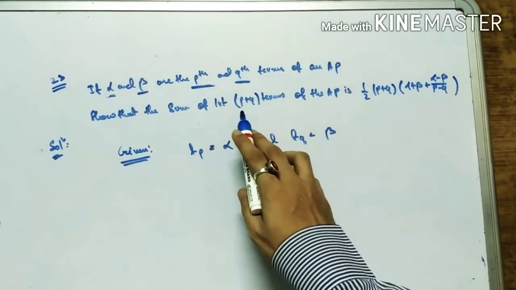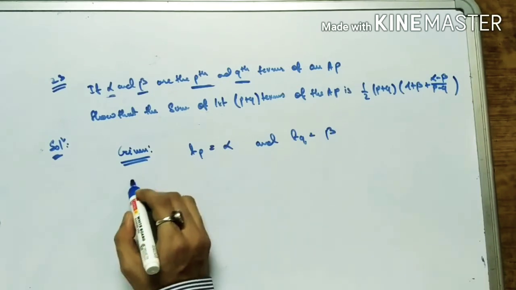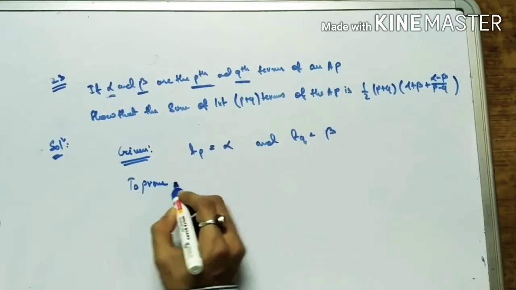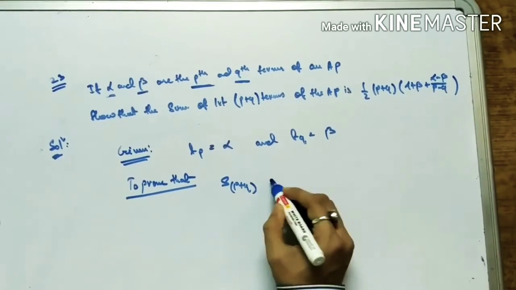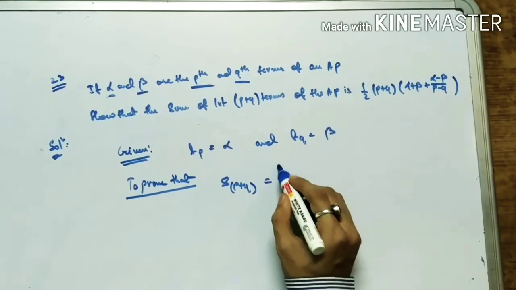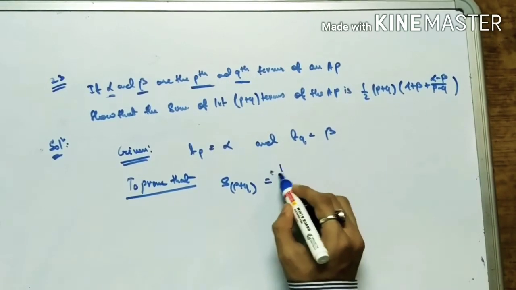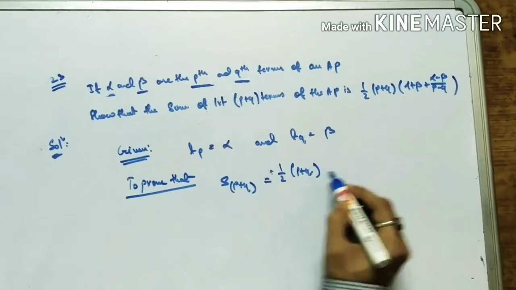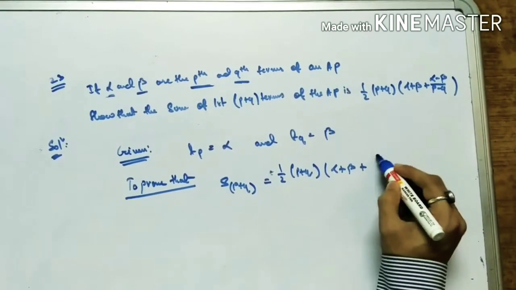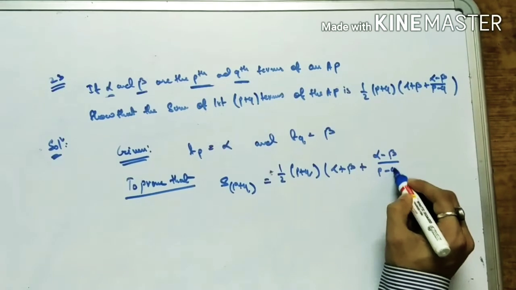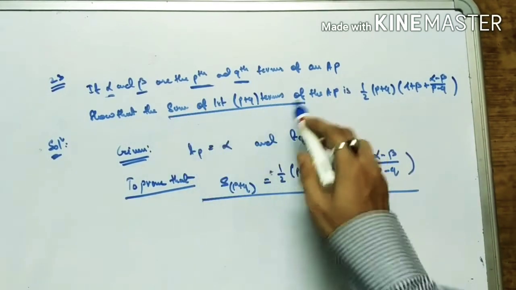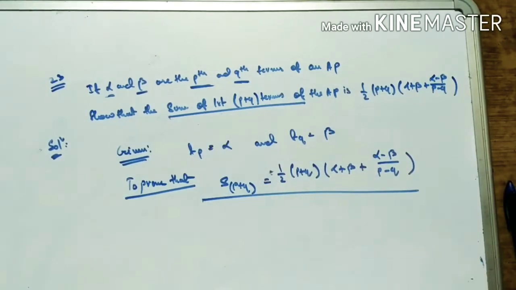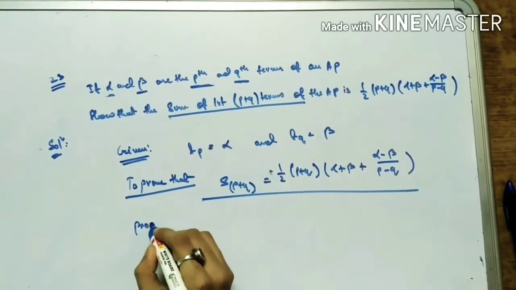I have to show, to prove, that S(p plus q) is equal to 1 by 2 (p plus q)(alpha plus beta) plus (alpha minus beta) by (p minus q). This one I have to prove. Sum of the first p plus q terms, that means S(p plus q), is equal to this. So now I will write the proof.